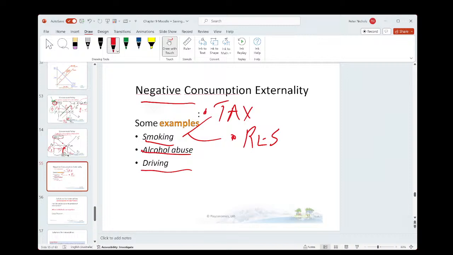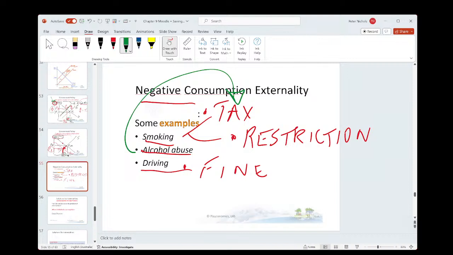We have restrictions, and for dangerous driving, we have fines. For alcohol, we also have taxes, and we do, of course, have restrictions on alcohol as well, in terms of where we can drink and the ages at which we can drink. So that's the way that government policy seeks to address those negative externalities.